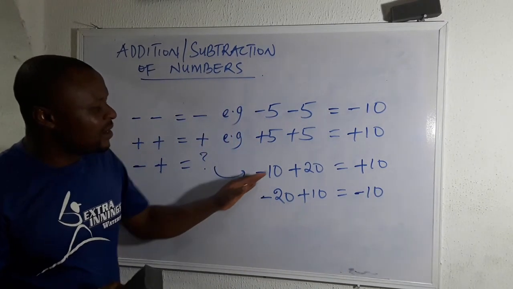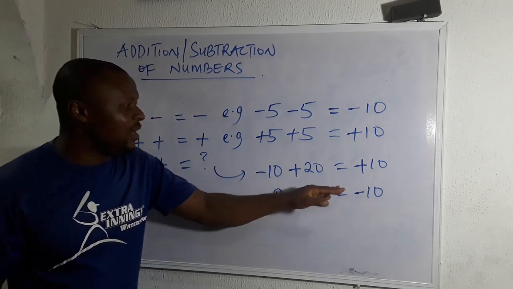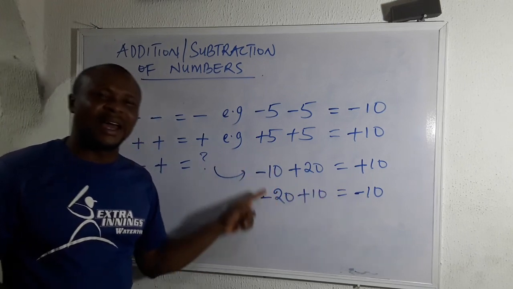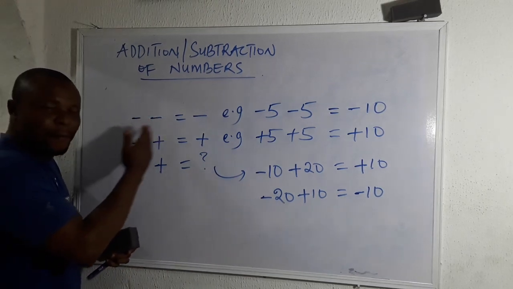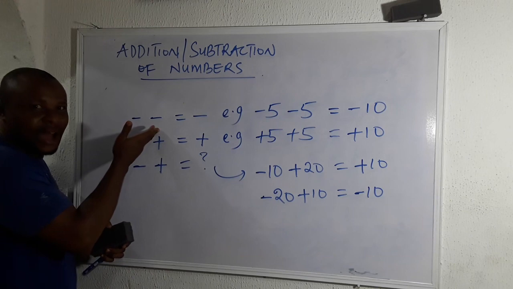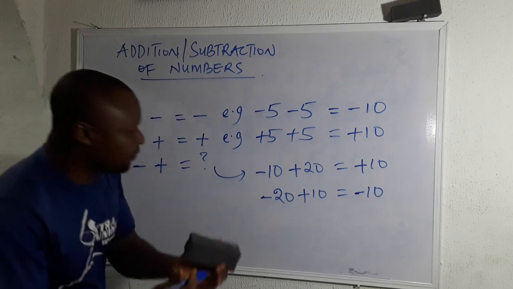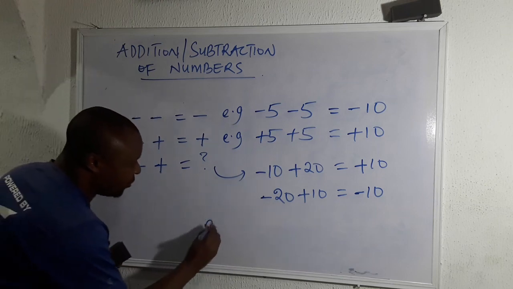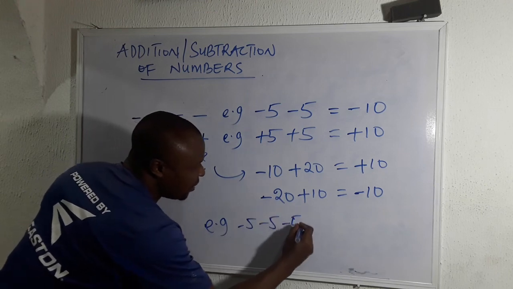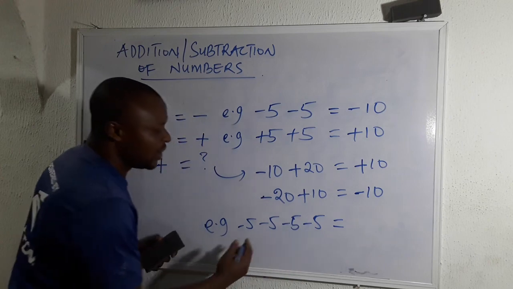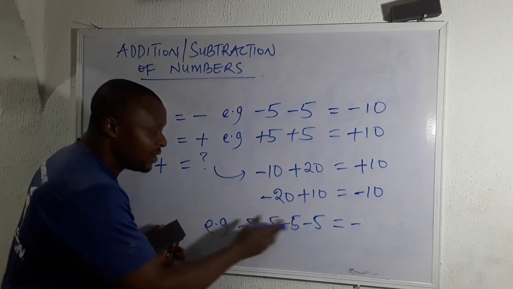Now, you can see that the sign of the result here depends on the magnitude of the numbers that are involved. And take note, there is nothing separating the signs here. I mean, there's no operator like division or multiplication in between the signs. Let me give you an example again. If we have minus 5, minus 5, minus 5, minus 5, what will that give us? It will give us minus, because there's no division or multiplication sign in between. The sign will not change.